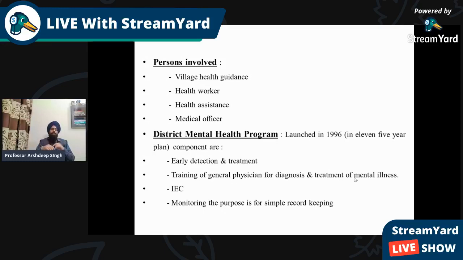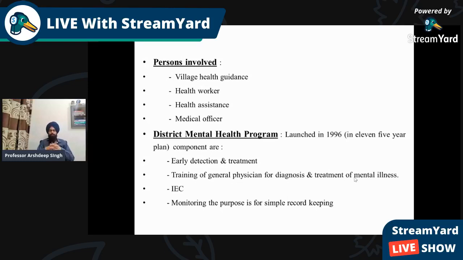The main components under this program were, first, early detection and treatment of mental illnesses. Second, training of the general physician for diagnosis and treatment of mental illnesses. The general physician, not only the specialists, should also be aware of the symptoms of mental illnesses, so that we can assess cases of mental illness in the general population. Third is IEC, that is information, education, and communication. That is very important to inform people about the various types of mental issues, and to educate them about how to prevent these mental illnesses.